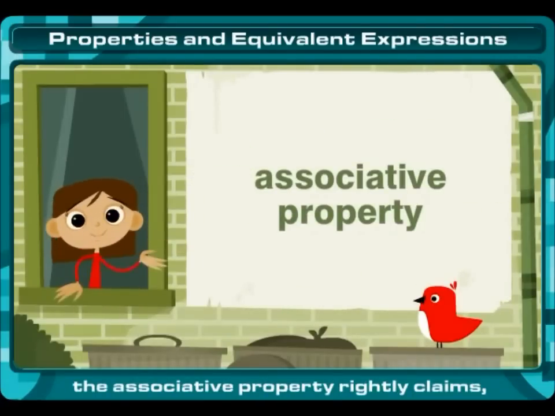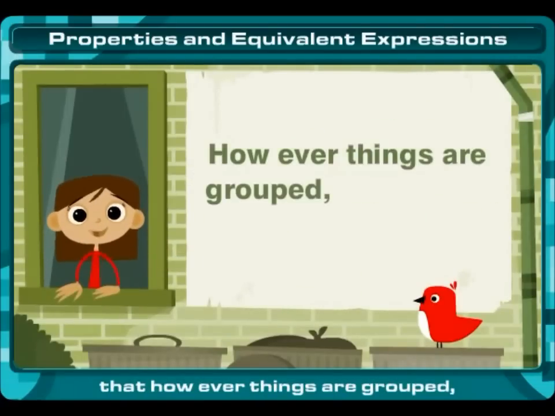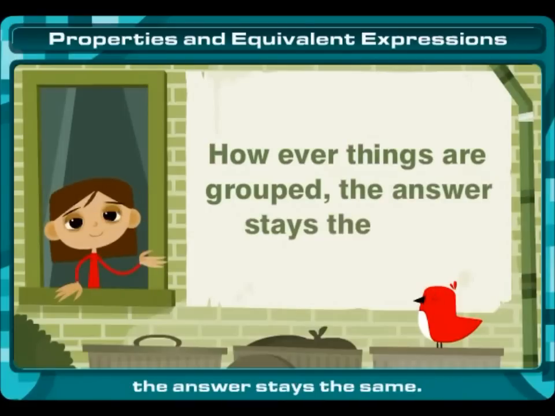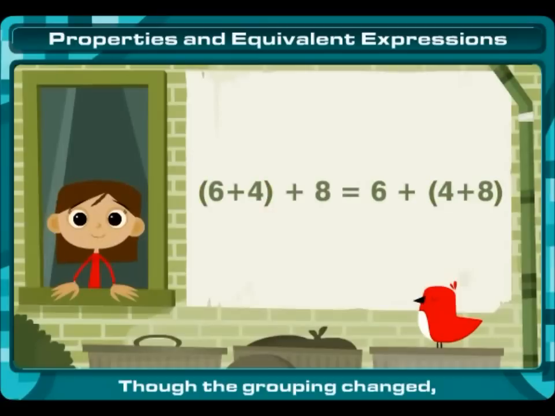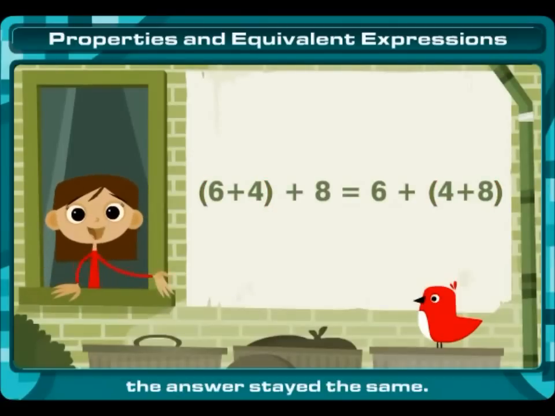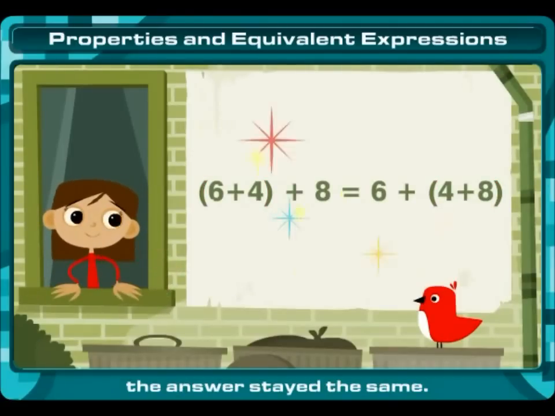Associative property rightly claims that however things are grouped, the answer stays the same. So 6 plus 4 plus 8 will equal 6 plus 4 plus 8. Though the grouping changed, the answer stays the same.